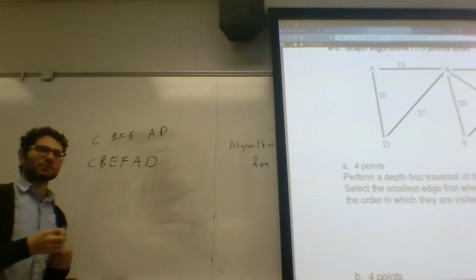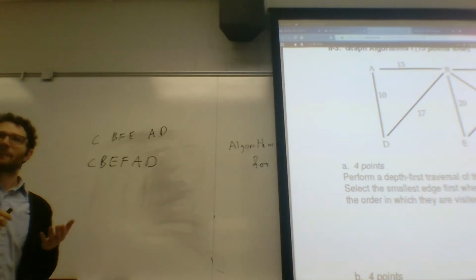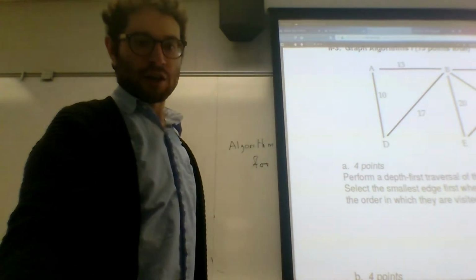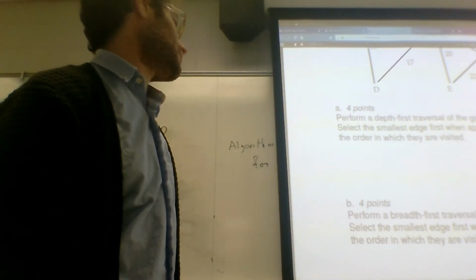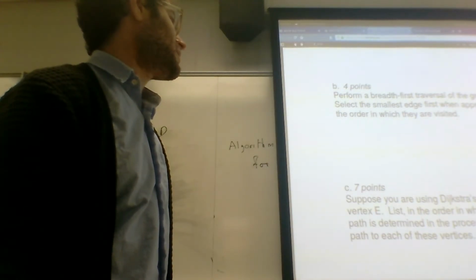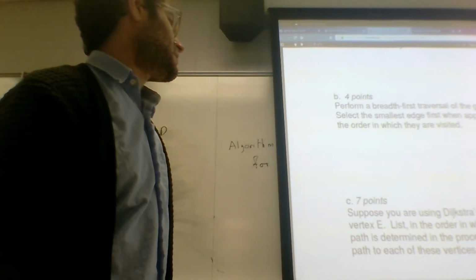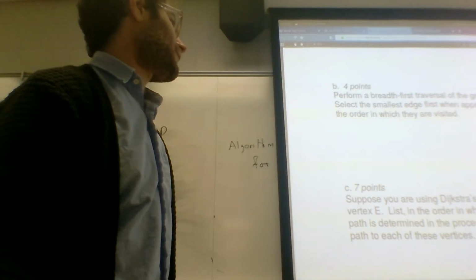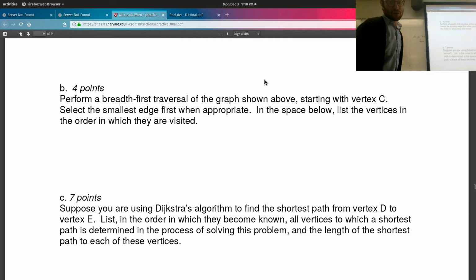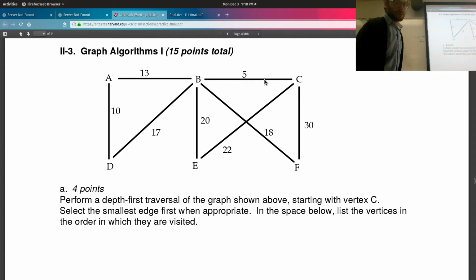Generally, we try to do something a bit simpler, like just break your ties by alphabetical order. It's just easier and generally less painful. But they don't want to have to create multiple graphs. Because the next question is, suppose we're using Dijkstra's algorithm to find the shortest path from D to E. List in order the vertices as their shortest paths become known, and the length of the shortest path to each of these vertices. So we'll go back here.